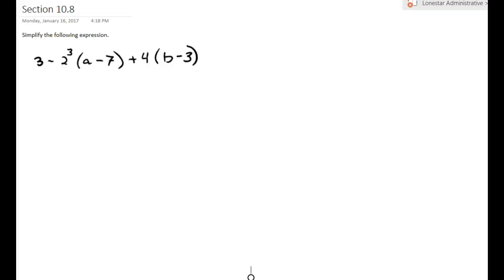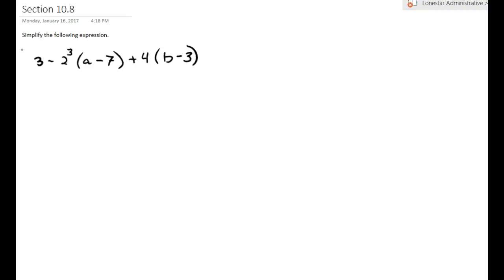Here is a great problem to illustrate what goes on in section 10.8, which is simplifying expressions like these. I like this one because it has negative signs to be distributed and it has exponents. So let's look at the negative signs. When you're getting used to doing these kinds of things, the first thing I recommend you do is to change all of the subtractions to addition.